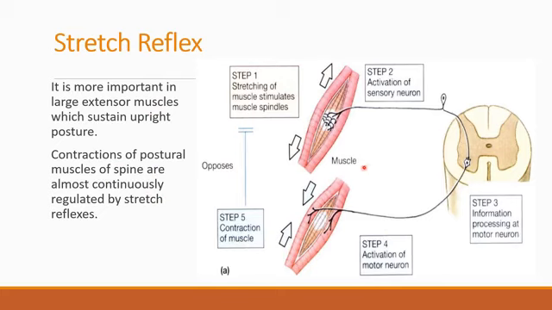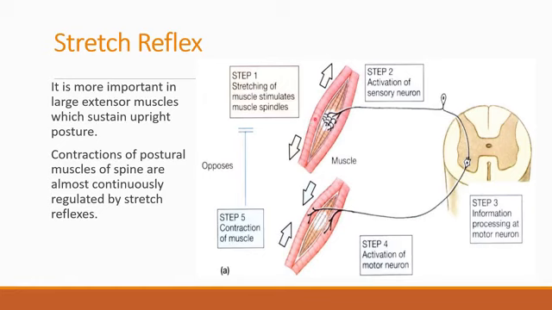This is a simple pictorial representation of a stretch reflex. For that you should know the muscle spindle. Muscle spindle is nothing but the receptor of a muscle which is present deeply in the muscle. This muscle spindle is a separate class, which will be dealt with in tomorrow's class. Stretching of muscle stimulates the muscle spindle. It causes activation of the sensory neuron, which integrates in the spinal cord, information is processed at the motor neuron, and then activation of the motor neuron causes the final response, that is the contraction of the same muscle.